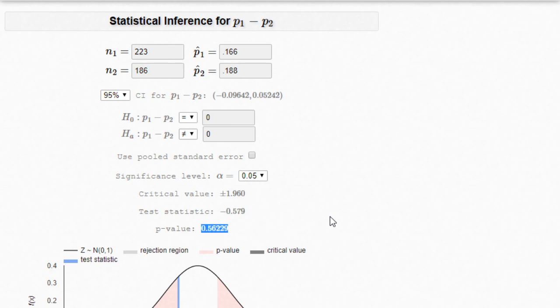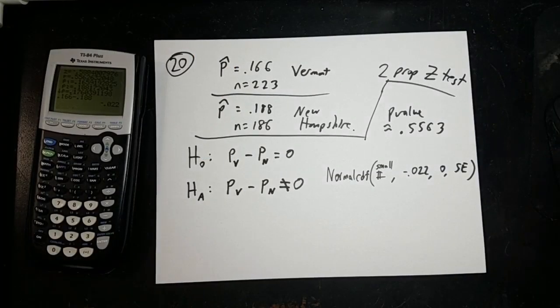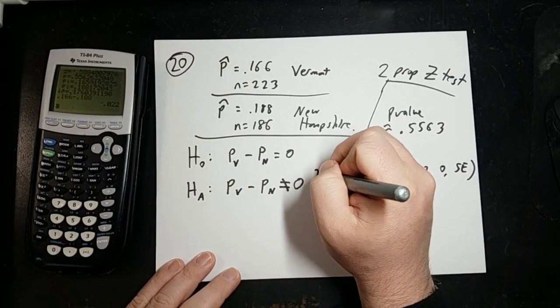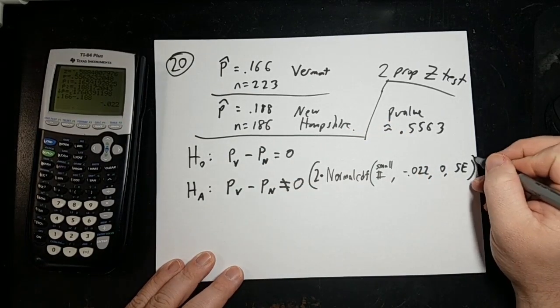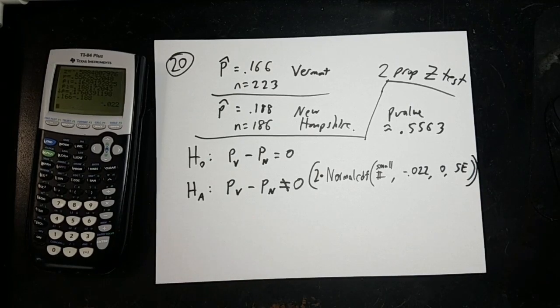I actually should write that. But you can see that it gives us 0.5623, which is approximately close to what our calculator said. The reason why our calculator was off is because we weren't allowed to type in those decimal numbers into the 2 prop Z test. We had to round them. As a result, our p-value is also rounded. But the conclusion remains the same, which, by the way, I should write that here. It should be 2 times, because it's two-sided, it's two-tailed, it's not equal to.